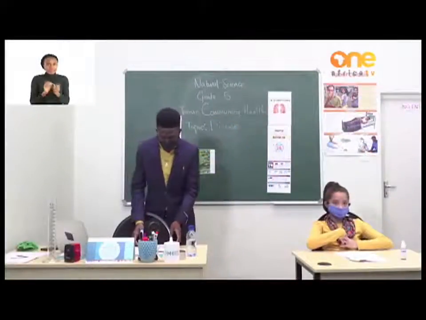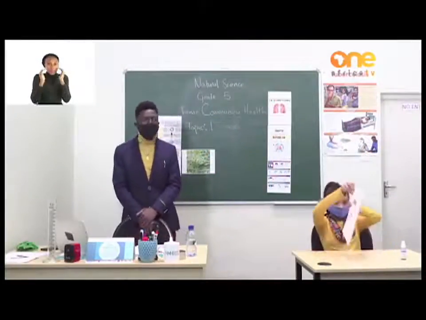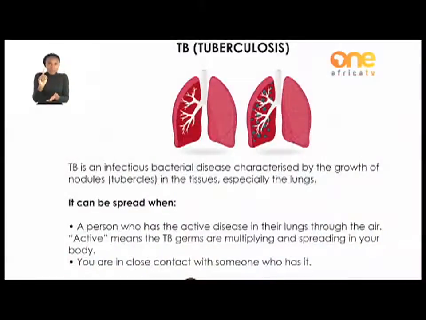Okay, grade 5s, let us turn to page 21 where we'll be discussing our second disease for this lesson. Our second disease is TB or tuberculosis. What is tuberculosis or what is TB? TB is an infectious bacterial disease characterized by the growth of nodules, tubercles, in the tissues, especially the lungs.